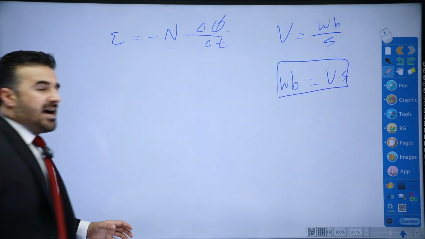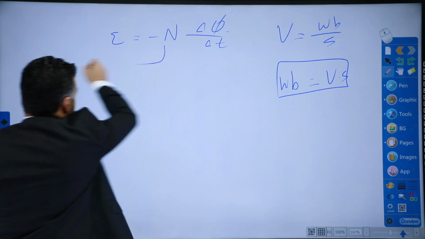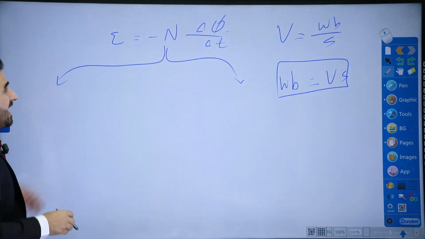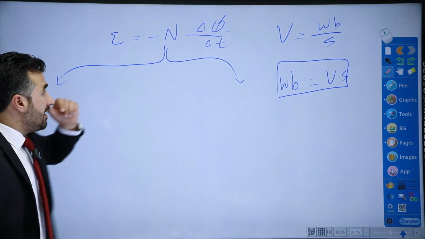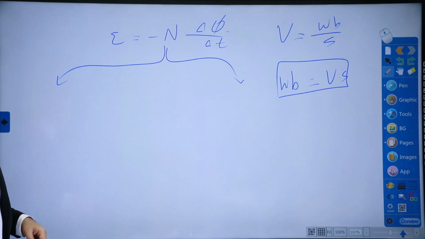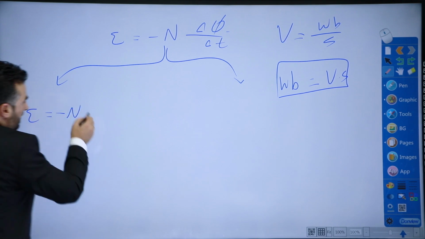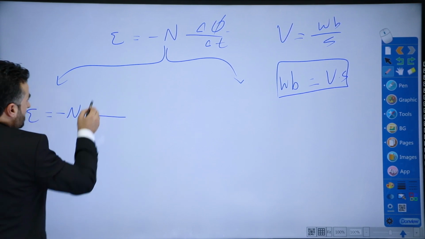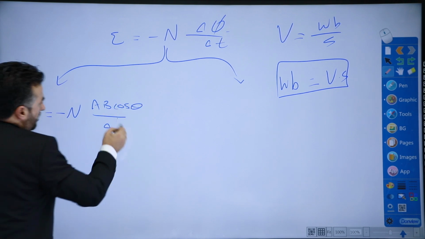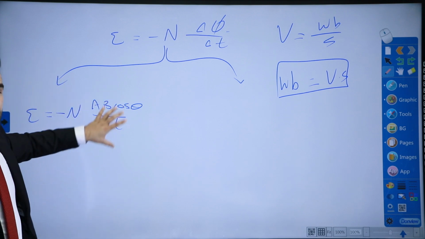Now, you will see that in equations, we are going to use this in two different ways. Let's say the first way: remember the magnetic flux is AB cosine theta, and we substitute the equation of magnetic flux into this. So the electromotive force equals negative N, we can use AB cosine theta, divided by delta time. That is one of the equations that we can use.